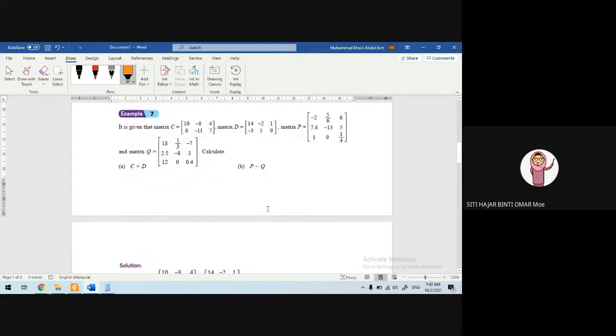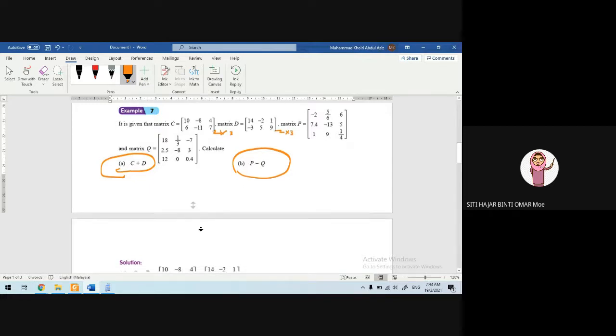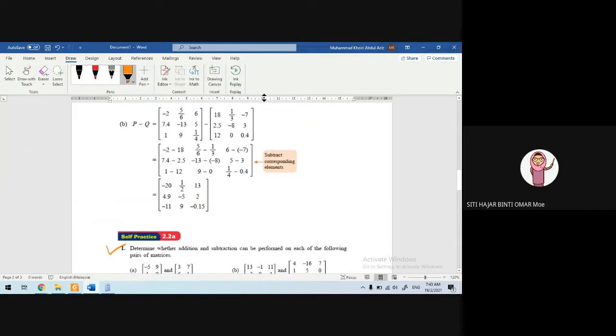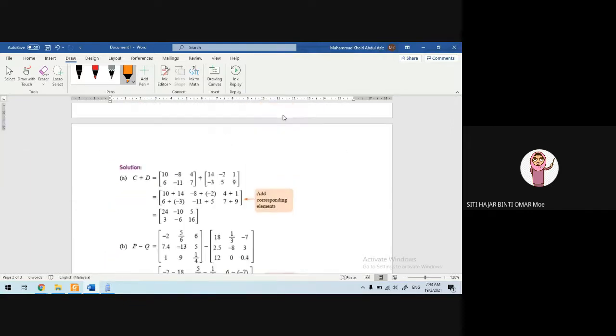In example 7, the question needs you to find the addition and the subtraction. But make sure the matrices are of the same order. So for C and D, you need to add. C has 2 rows and 3 columns. D has 2 rows and 3 columns. So they are in the same order, so the addition can be performed. So how to add? Remember, we need to add the corresponding elements.